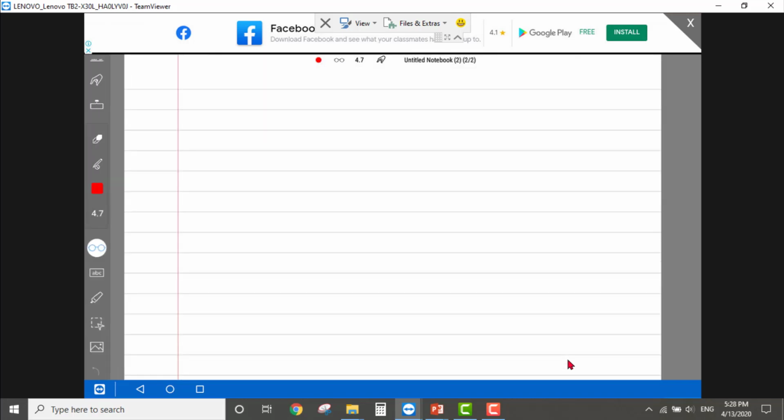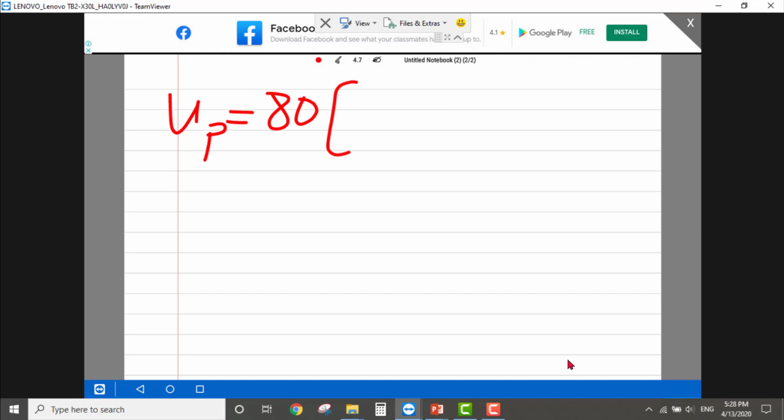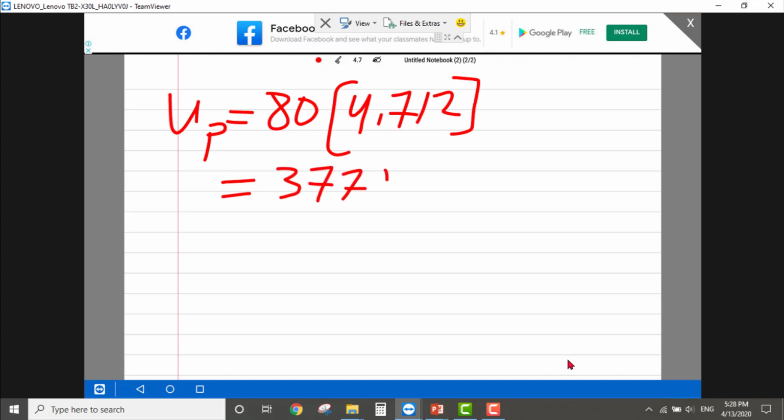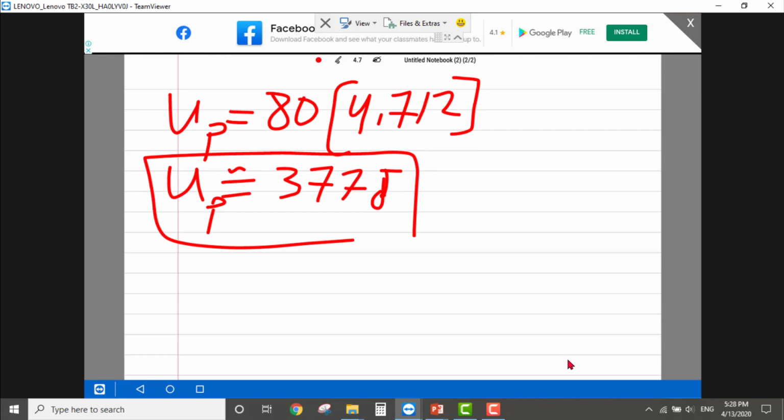So work due to load equal to the external load, which is 80 Newton, multiplied by S, which is R multiplied by theta, and this is equal to 4.712. And this is equal to 80 multiplied by 4.712, which is almost 377 joule. Okay, this is work due to external load. I'll name this one as 3.